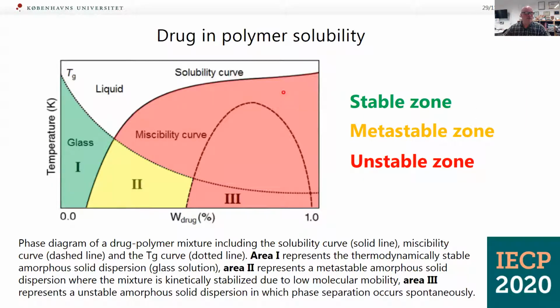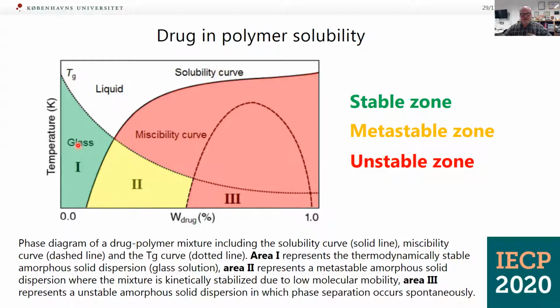So by determining the drug in polymer solubility as a function of temperature, at the same time by determining the glass transition temperature, we can establish the phase diagram of drug polymer mixtures with respect to temperature. And we are having this zone 1 here where we are below the Tg, so we're in the solid state, and we are left of the solubility curve. That means we are subsaturated with respect to the drug concentration in the polymer. Then we have a stable amorphous solid dispersion.